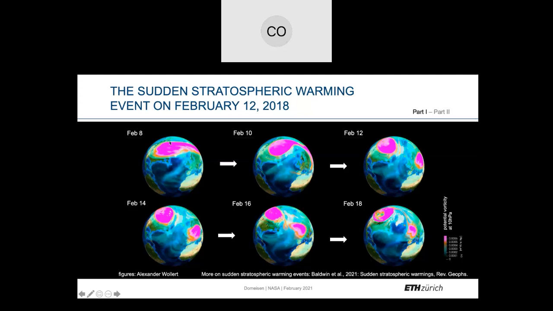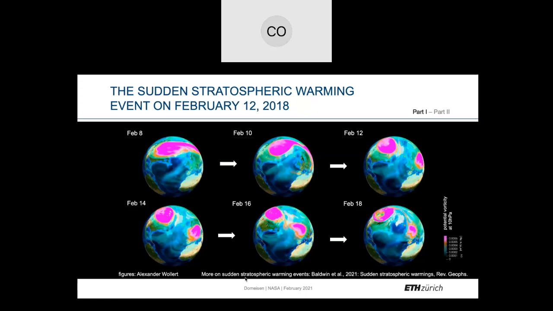The vortex is basically a wintertime feature that rotates happily around, but then on February 12th, it was split into 2 smaller vortices. They keep interacting and stay more or less in place, but there's a lot of dynamics going on there following this. I'm not going to say much more about sudden warmings in this talk. If you want to know more, there's a review paper by Mark Baldwin. It just came out last month.